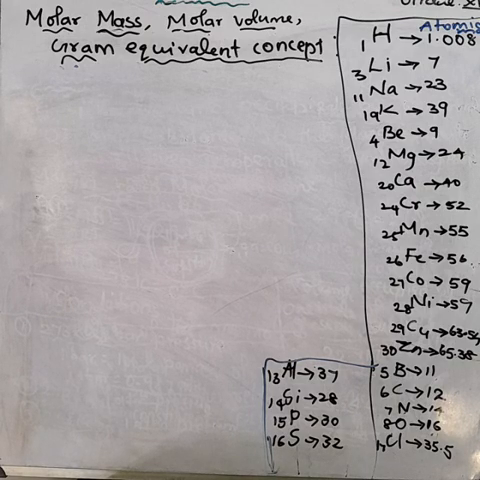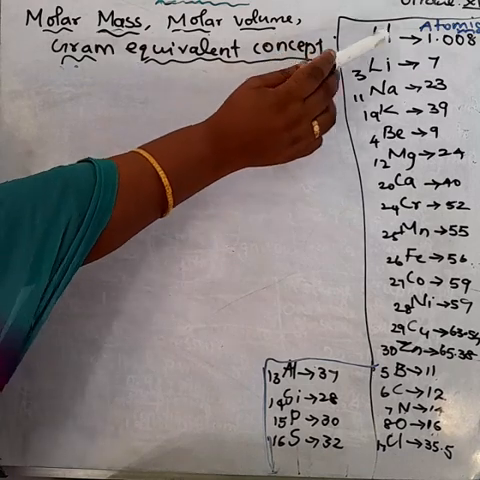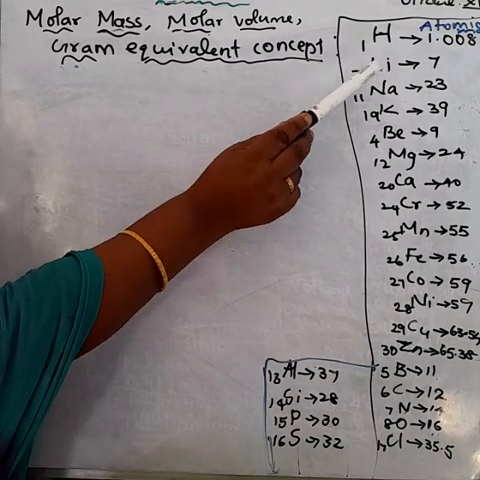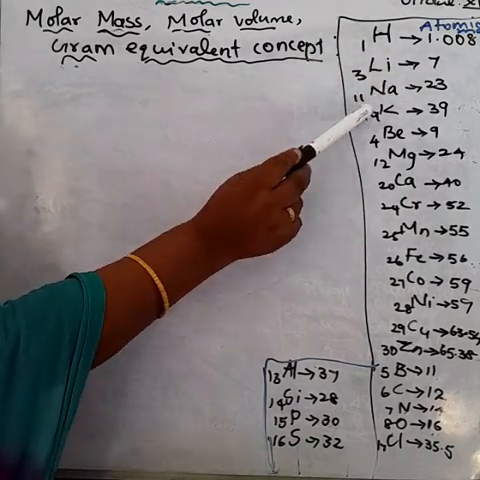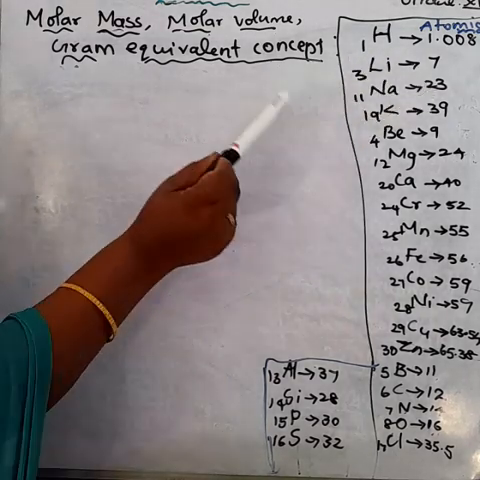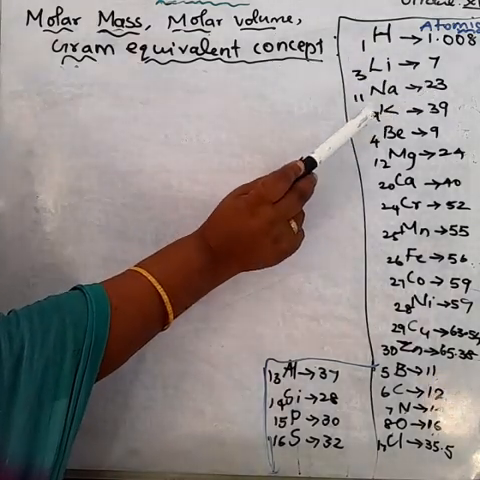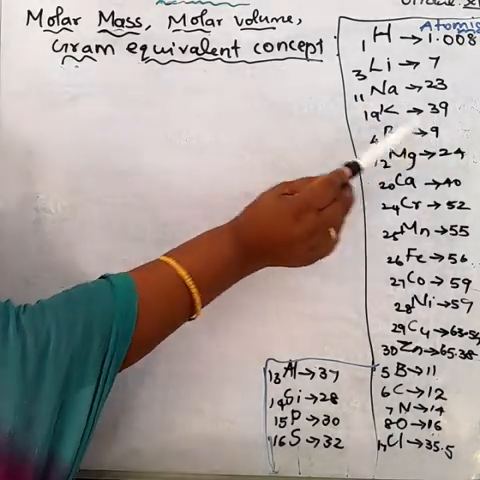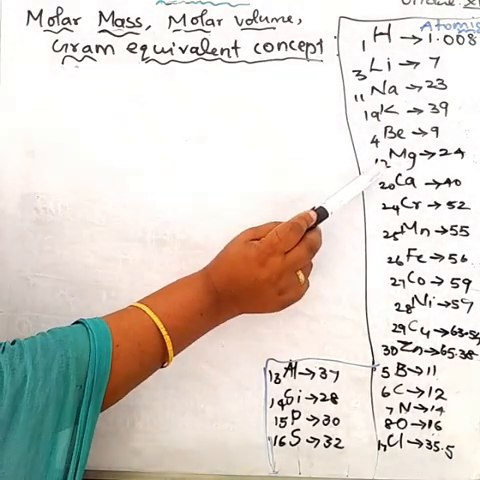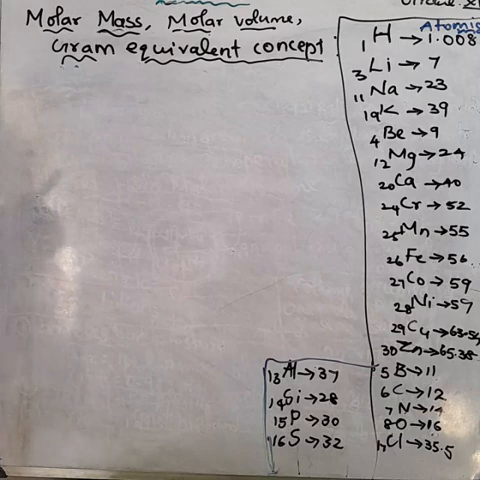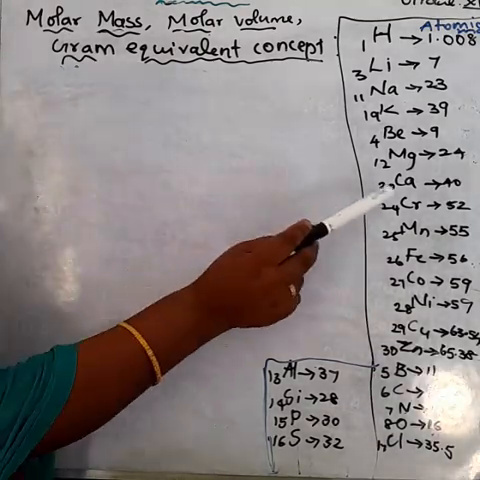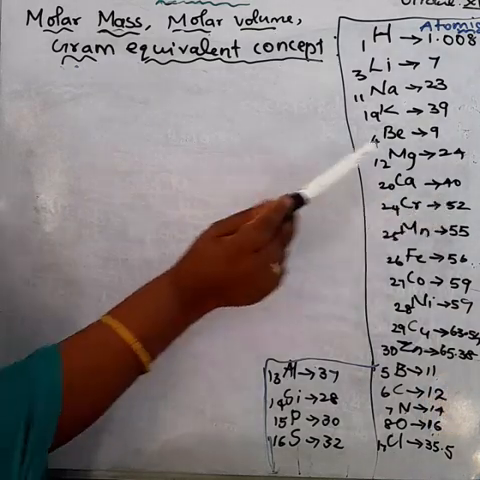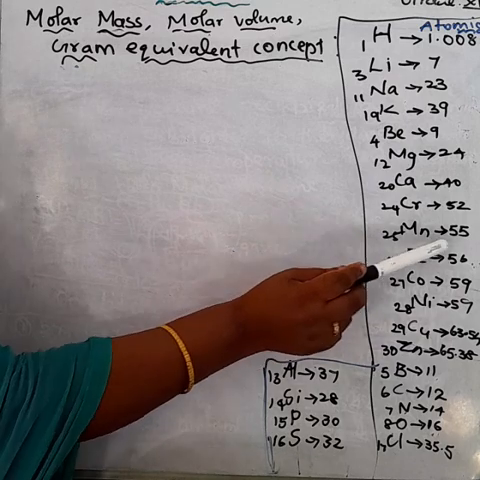First one, hydrogen: atomic number 1, atomic mass 1.008. Lithium, atomic number 3, atomic mass 7. Sodium, atomic number 11, atomic mass 23. Potassium, atomic number 19, atomic mass 39. Beryllium, atomic number 4, atomic mass 9. Magnesium, atomic number 12, atomic mass 24. Calcium, atomic number 20, atomic mass 40. Chromium, atomic number 24, atomic mass 52. Manganese, atomic number 25, atomic mass 55.